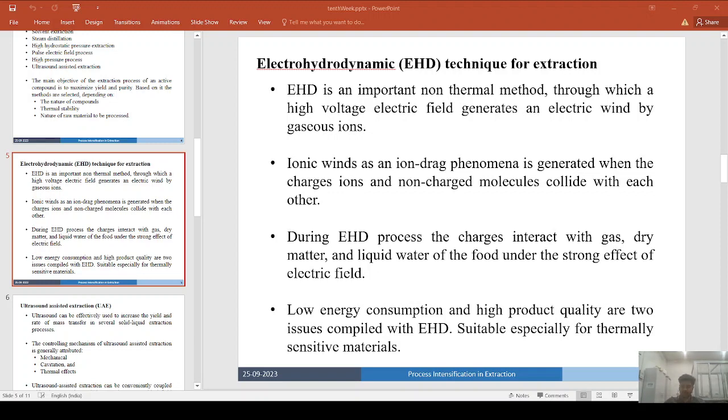Now, during the electrohydrodynamic process, the charges interact with gas, dry matter and liquid water of the food under the effect of a strong electric field. So this is how electrohydrodynamic extraction works. It is a non-thermal method, and a high voltage electric field generates an electric wind by gaseous ion. So let us say you have a gas liquid system, then the ionic wind, an ion drag phenomenon, is generated when the charged ions and non-charged molecules collide with each other.